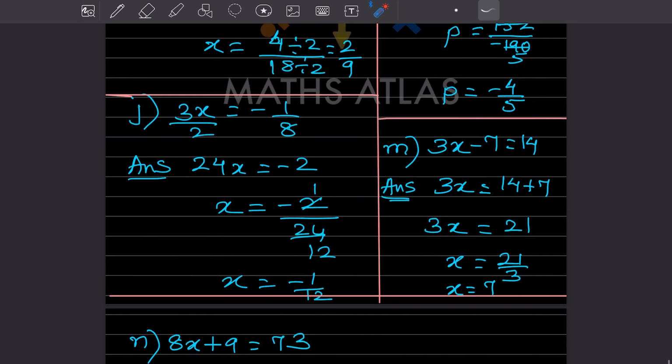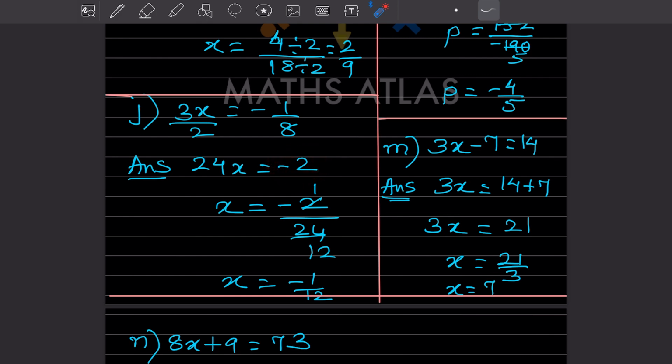So the next problem says that 3x by 2 is equal to minus 1 by 8. So now what did I do? Here also we have the numerator and denominator. Here also this is a fraction, isn't it? So I cross multiplied over here. First cross, what did I take here? If this goes here, this is going to be 3x into 8, that is going to be 24x. So this is 24x. And now this goes over here, so 2 into minus 1 is going to be minus 2.